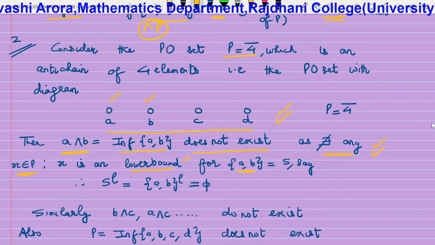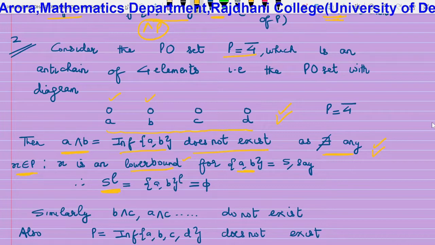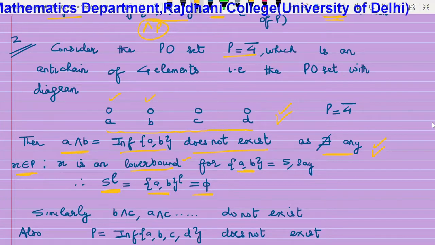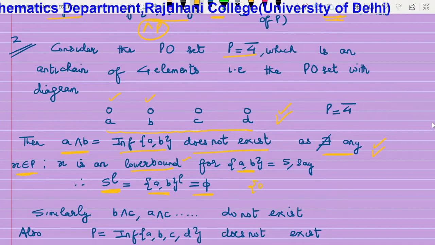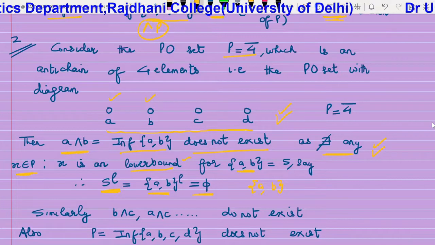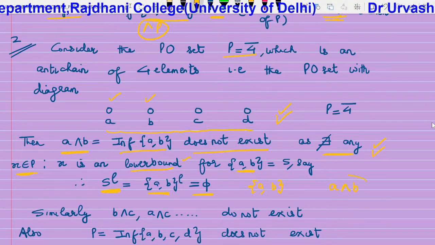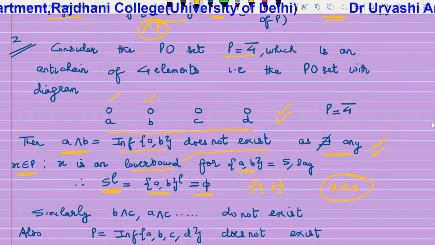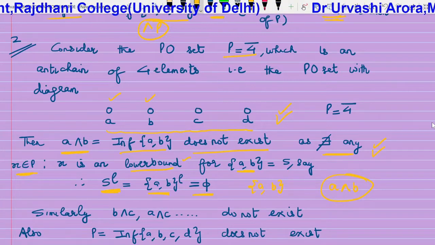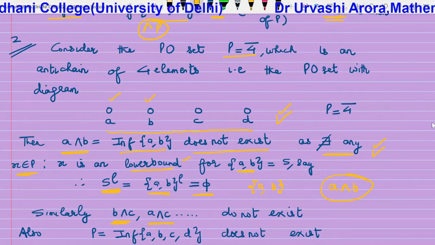So there is no element of the partially ordered set P which can act as a lower bound for these two elements A and B. This means that if you try to write down the set of all lower bounds of the set AB, and there is no lower bound, then of course you can't talk of the greatest lower bound. So A meet B does not exist, because there is no lower bound. The same argument goes for B meet C and A meet C.